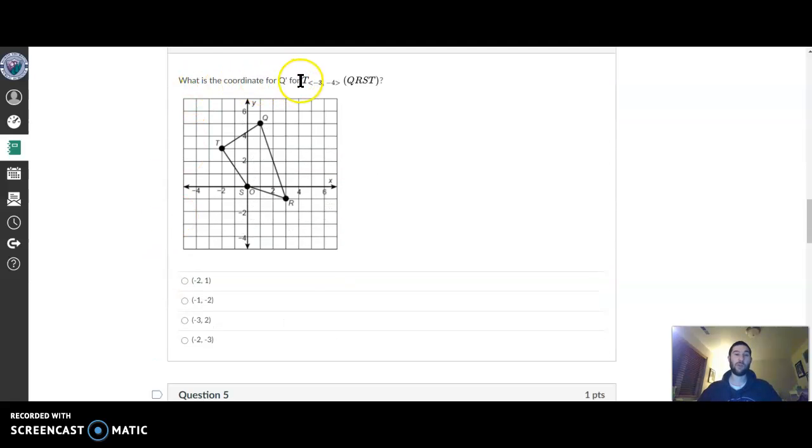What is the coordinate of q prime for the translation? X is negative 3, y is negative 4. Well, here, I'll just count it on the graph. Going from q, we want to go left 3, 1, 2, 3, and then down 4, 1, 2, 3, 4. So what point do we end up at? We end up at the x value, negative 2, and the y value, positive 1. X is negative 2, y is positive 1.